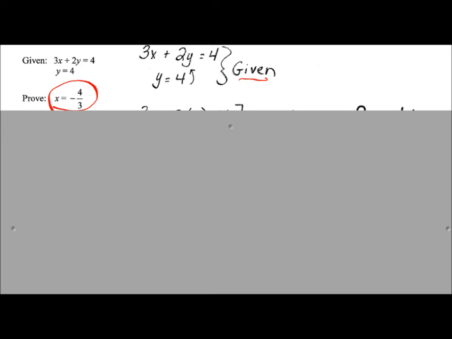Once I've done that, I'll take a look at what I have, and I'm going to try to combine it somehow. I see here that I have y equals 4. And I happen to have a y right up there. So what I think I'll do is plug that in, or use the substitution property, and see what happens.